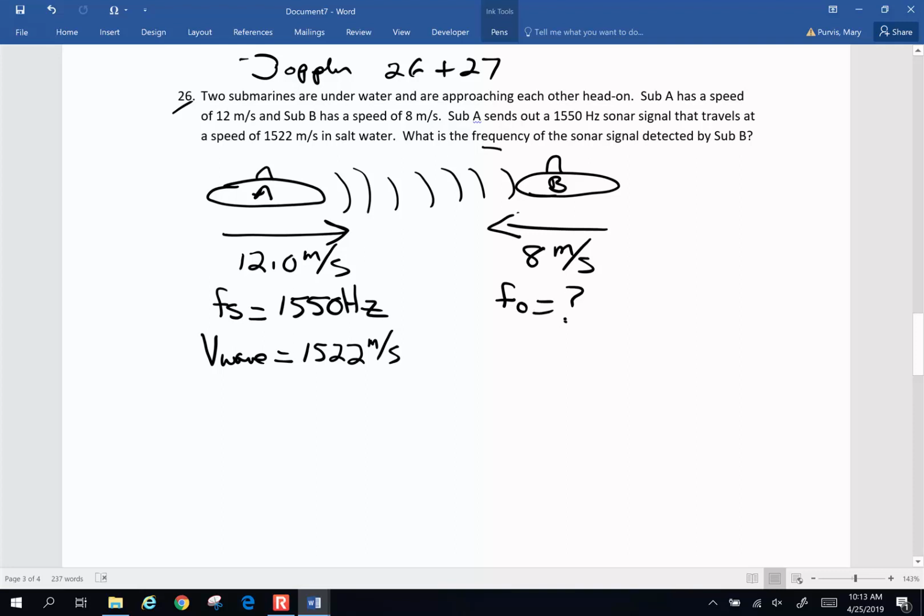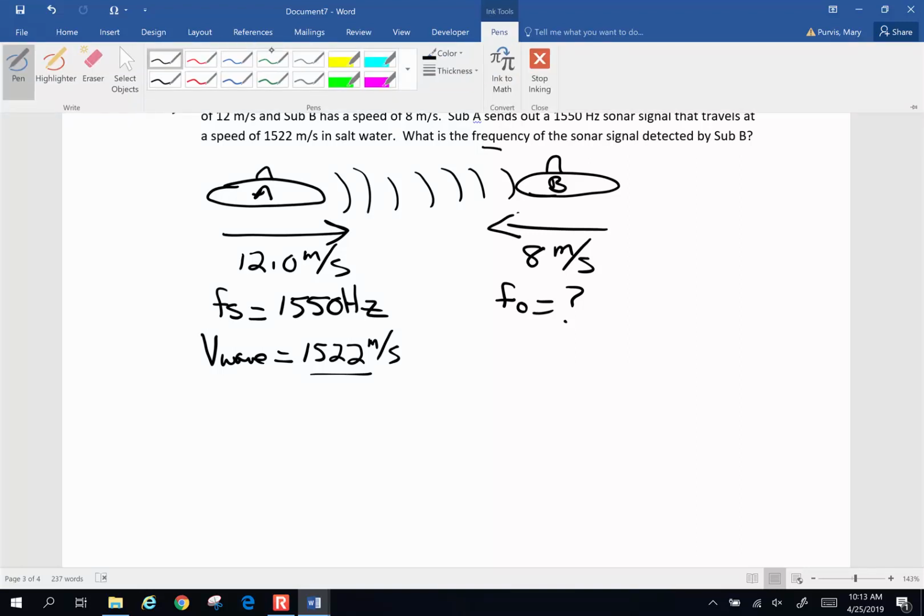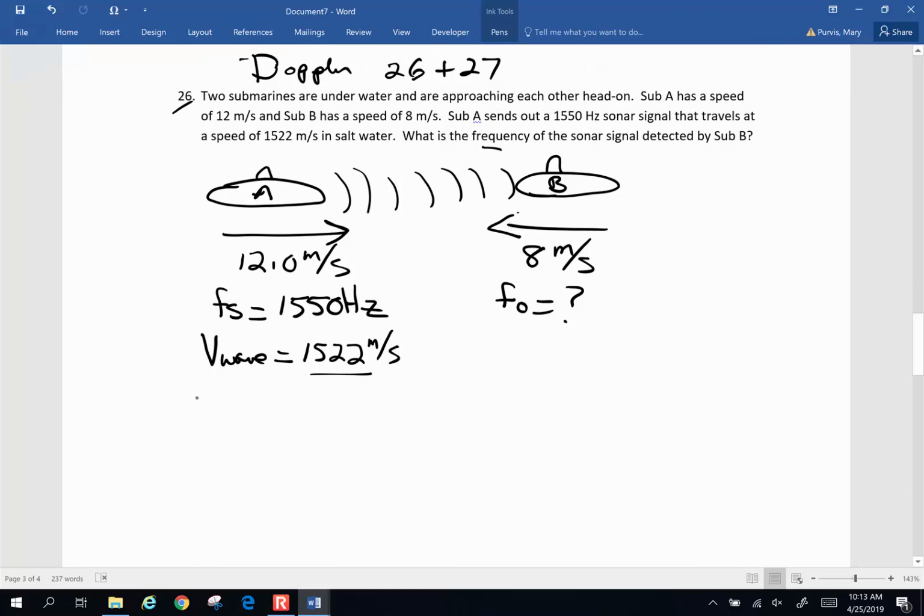This one's a little bit more confusing than some of the other Doppler problems we've done because we've got a different medium. We've got salt water, and we have two things in motion. So let's take a look at our equation and plug some things in. The frequency observed is the frequency of the source times the velocity of the wave plus or minus the velocity of the observer, over the velocity of the wave minus or plus the velocity of the source.